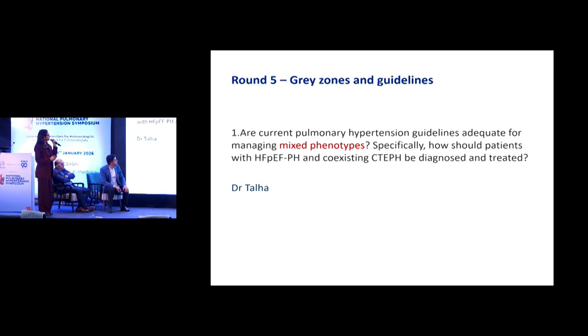So nicely explained that this is a mixed phenotype, basically combined post and pre-capillary pH, and I'm sure HFpEF pH is not a contraindication for the surgery, right, Dr. Kamath? No. Right. Great.